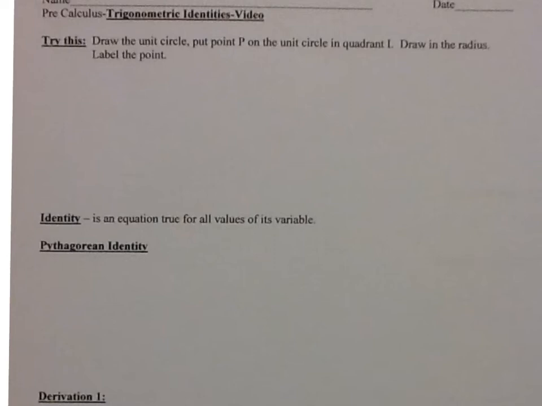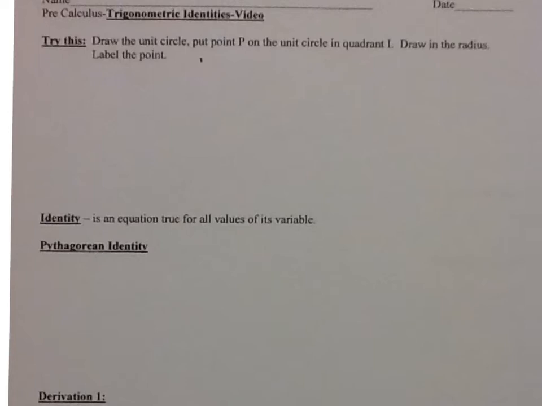So today what we're going to work on are trig identities. So why don't you put me on pause, do the try this, and come back and we'll see what you have. Okay, so it says to draw the unit circle, put point P on the unit circle in quadrant 1. Draw in the radius and label the point.